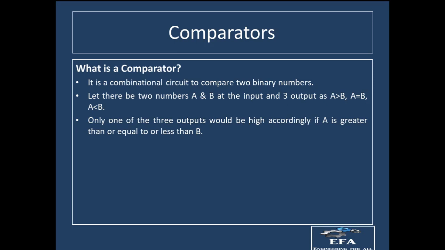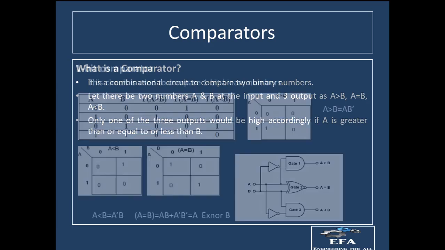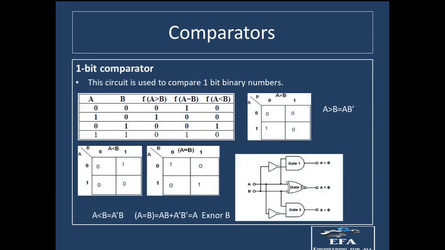And whenever we compare two numbers, we know that we can have one of three outputs. Suppose we are having two numbers A and B. Either A can be greater than B, or A can be equal to B, or A can be lesser than B. So we need to make a circuit which will compare both the numbers and then give us the output. Okay, so let us move on to the first type, that is the one bit number.